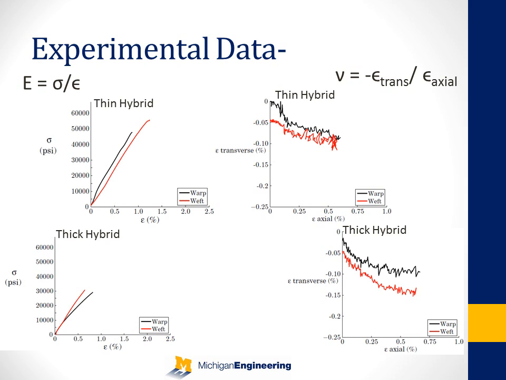Experimental data. On the left side, you can see a stress-strain curve. From the stress-strain curve, using Hooke's law, you can get the Young's modulus. On the right side, you can see the strain plots. From the strain plots, you can get Poisson's ratio. By comparing negative transverse strain over axial strain, we can get a Poisson's ratio for each of the samples.